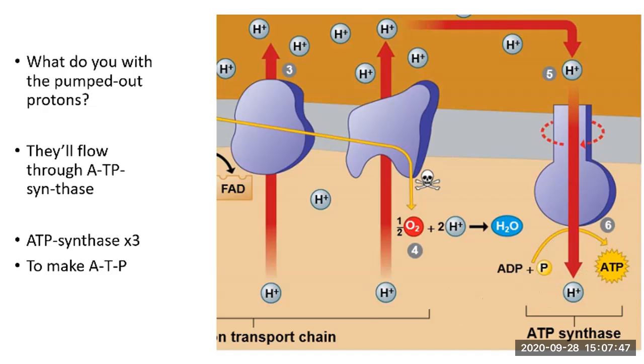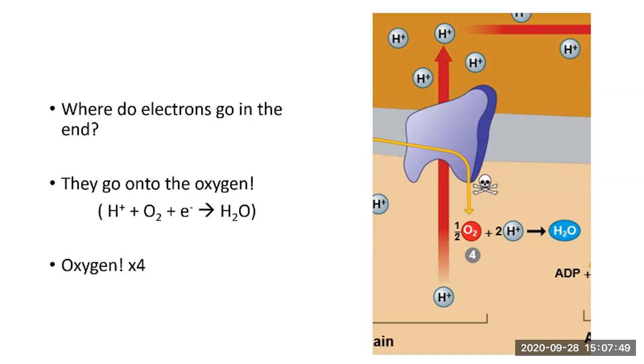Where do electrons go in the end? Where do electrons go in the end? Where do electrons go in the end? They go on to oxygen, oxygen. They go on to oxygen.